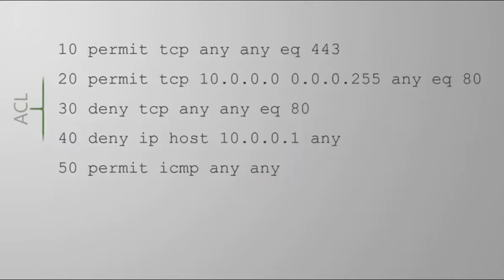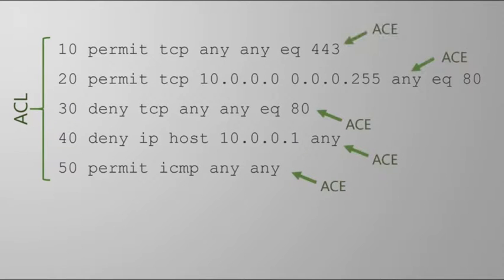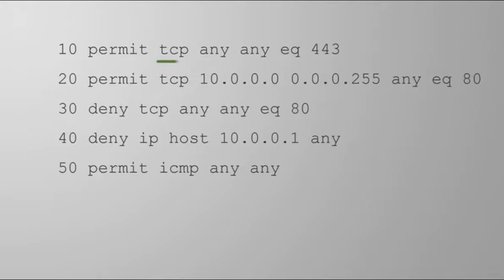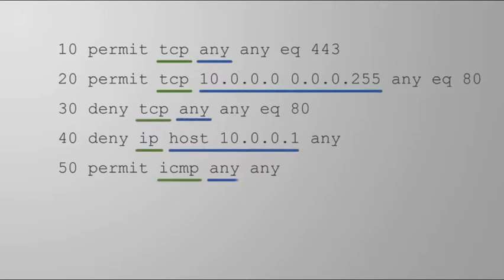An ACL is really a collection or list of rules. Each of these rules is called an access control entry, or ACE, and is used to permit or deny traffic. Each entry in the list is evaluated in order, from the top of the list to the bottom. Every entry contains some match criteria. This may include information like source address, destination address, protocols such as TCP and UDP, and port numbers.